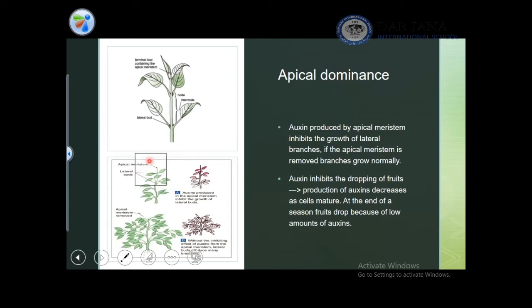This is the apical meristem available here, and we can see how branches increase in size and in length while moving downward. But here, if we cut the apical meristem, we can see how the branches have almost the same size. This process, which is done by the availability of auxin, is called apical dominance. And there is another function of auxin: at the end of each season, fruits drop because of the low amount of auxin available.